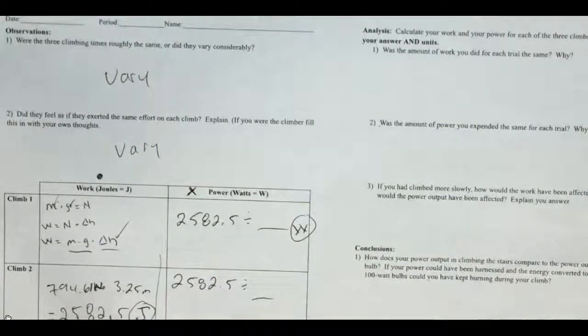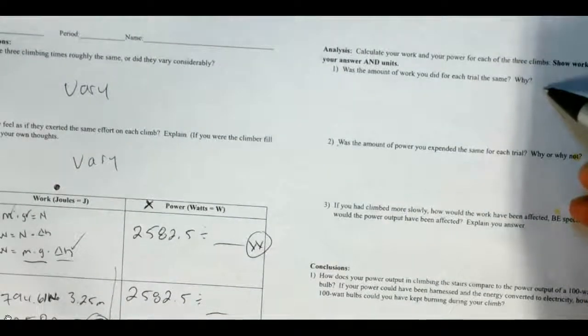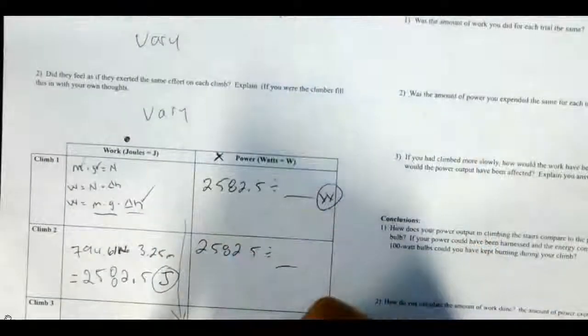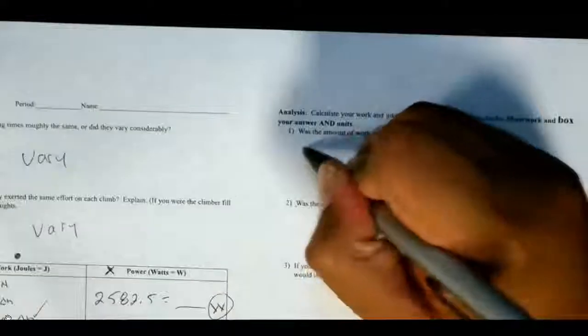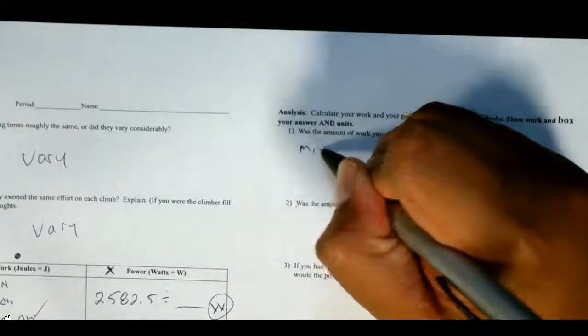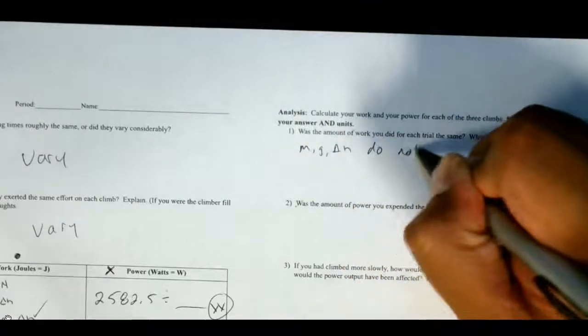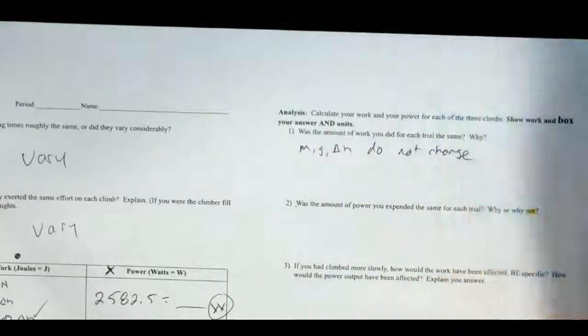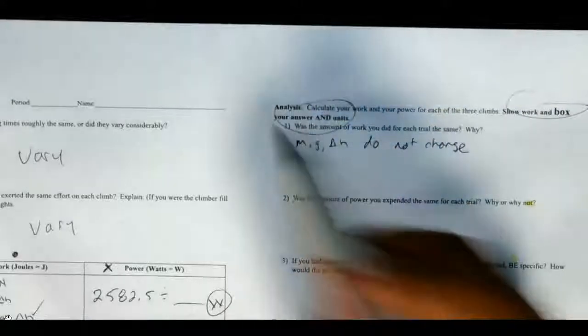All right, as far as the analysis questions go, did the amount of work you did for each trial change or stay the same? That's it. Did it change or stay the same? Stay the same. How come? Because of your constants. So mass, gravity, and height do not change. Again, please elaborate on this. Don't forget, also show work, box your answers in units.